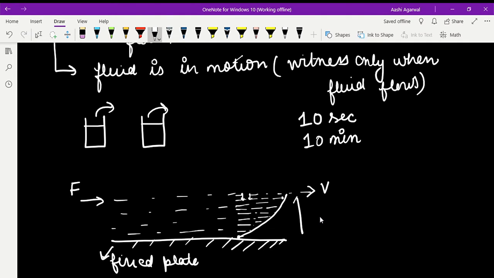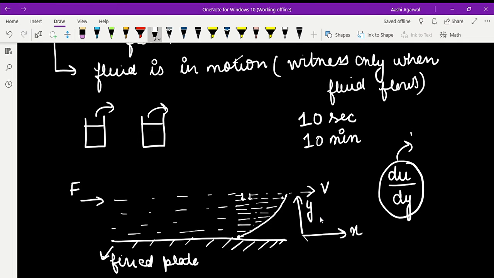If I denote this direction by y, if I draw the Cartesian coordinate system, so here this is my y direction. So you see there is a gradient that has set up in the velocity. U is nothing but I am denoting the velocity by U, or you can denote it by capital V also, any which way you can denote. So this is nothing but the velocity gradient: how velocity is changing with respect to distance in the upward direction.